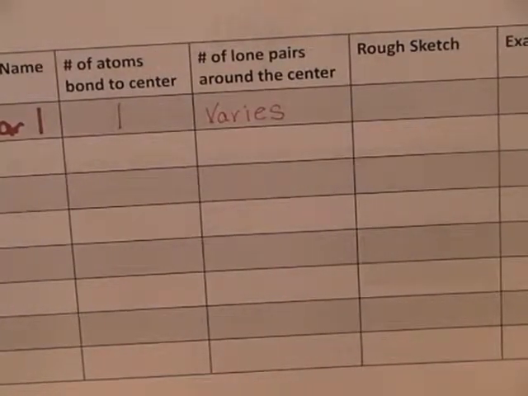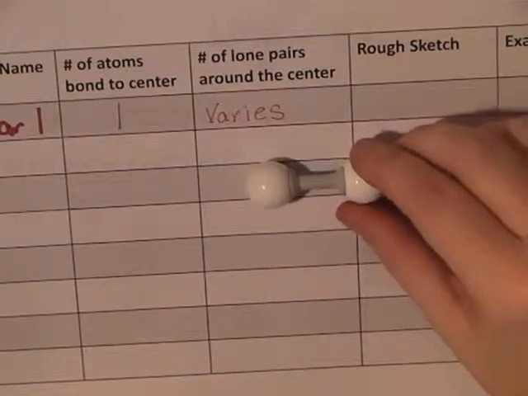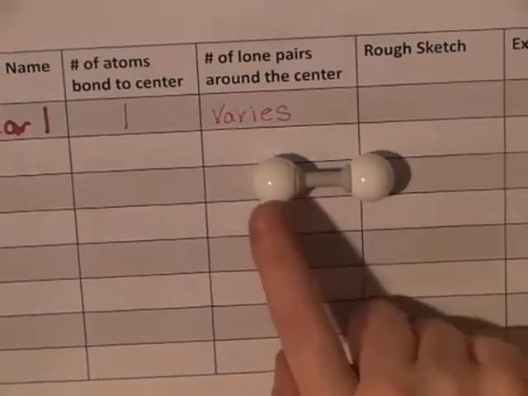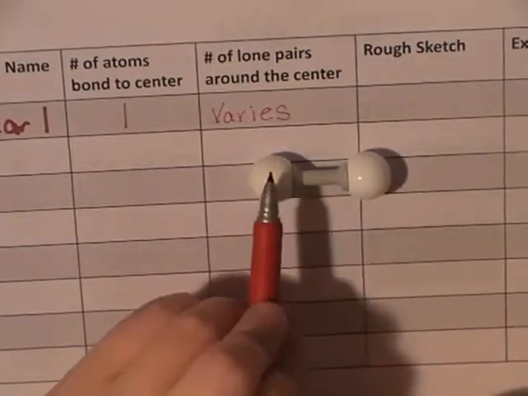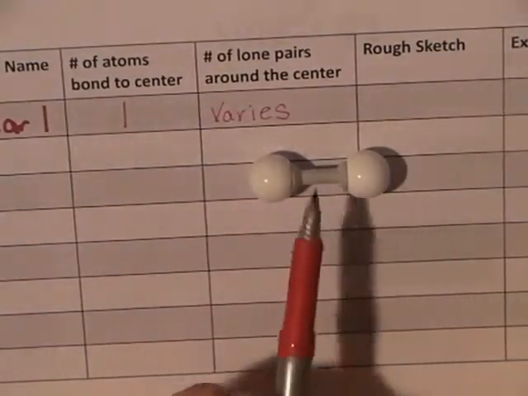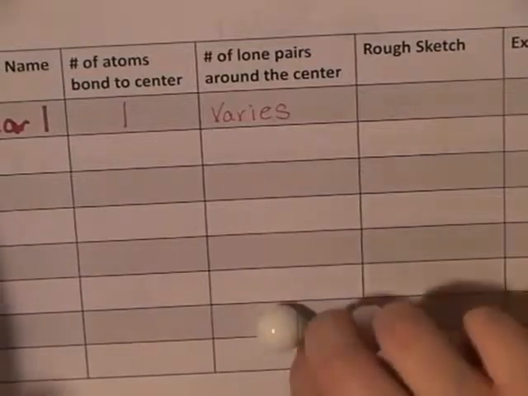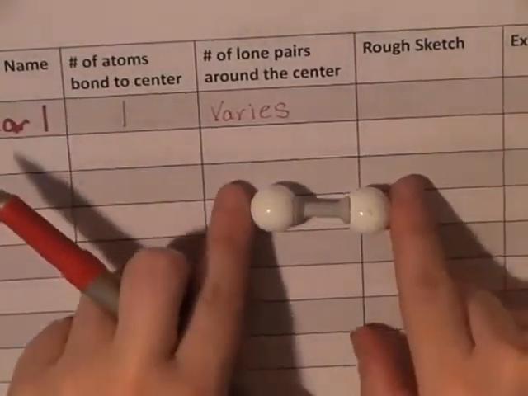So this is the simplest we get. And this is an example. Okay, notice, it doesn't really matter which one you count as the center. All right, it's just one atom attached to another atom, and they're sharing one pair of electrons. All right, so it looks just like that.